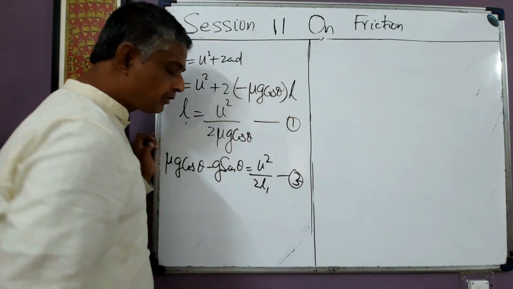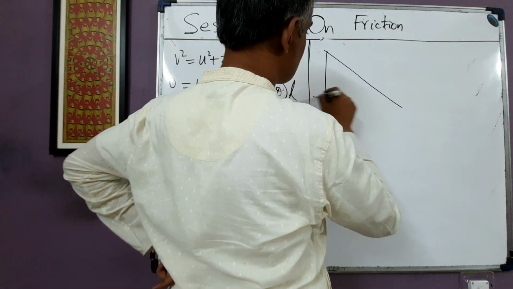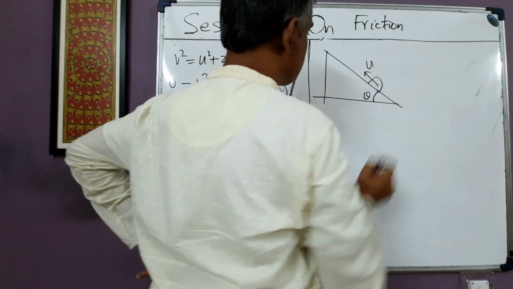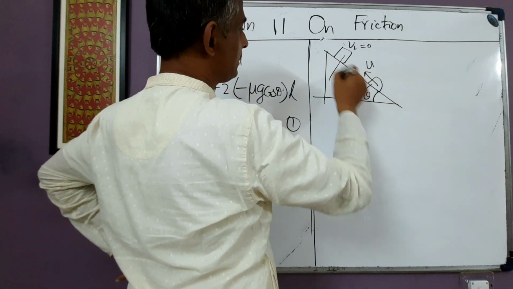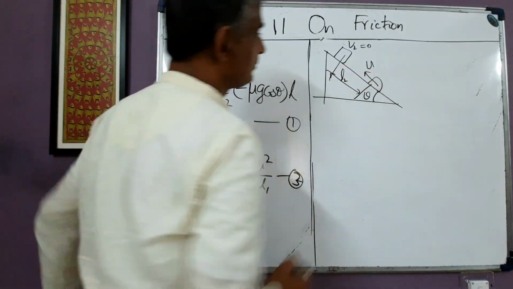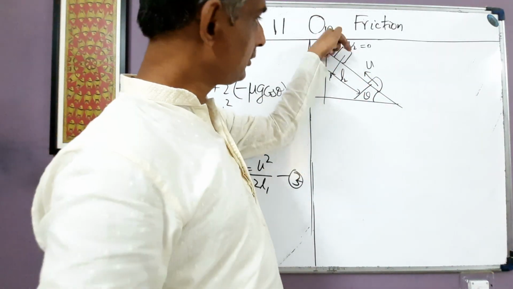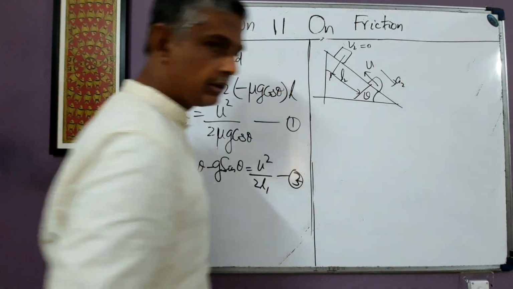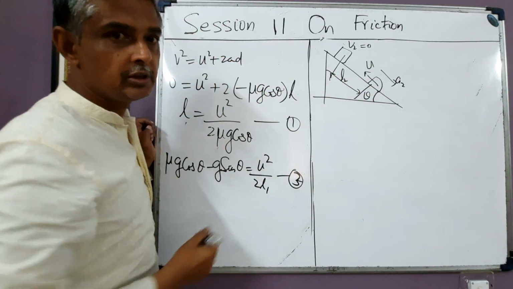Now I consider an upward journey of the block. So I draw its side view here. This is the side view of the situation. This is the angle theta. The same block is given a speed u up the incline, and it comes to rest here. V2 becomes 0 after covering a distance, say L2. Now see, while it is moving up, it is slowing down, so it is accelerating in the downward direction. So let its deceleration be A2 in the downward direction.